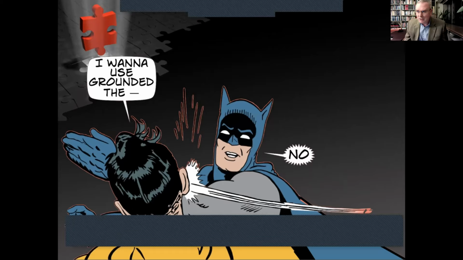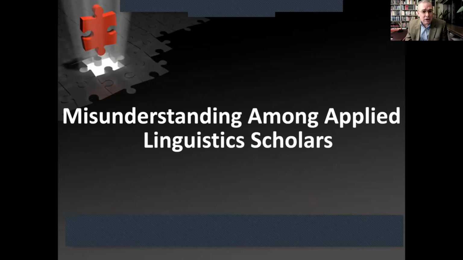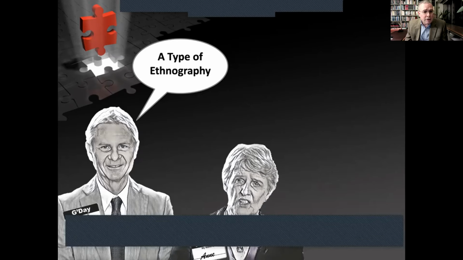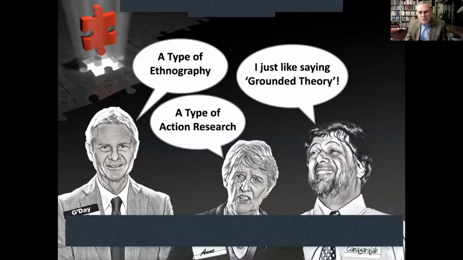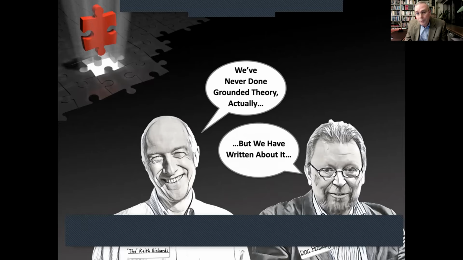Well, that's some of the things that have kind of given grounded theory as a methodology a bad name in applied linguistics. And there's also misunderstanding that has been unintentionally passed around about grounded theory by other scholars. For example, at one time in his past, David Nunan said that grounded theory was a type of ethnography. Anne Burns said it was a type of action research. Kanagarajah said, he just kind of liked saying grounded theory when he was writing about some of his things back in the day. At the same time, we've had people in the field, Keith Richards, Adrian Holliday, who've written about grounded theory to a certain degree in their work, but they've not done it actually in their practice.